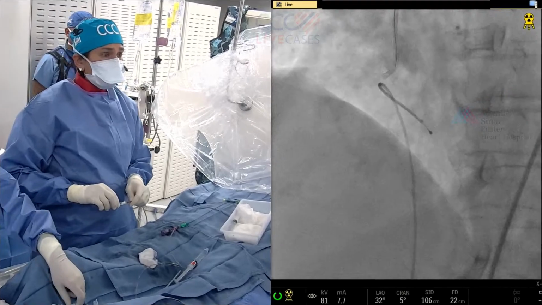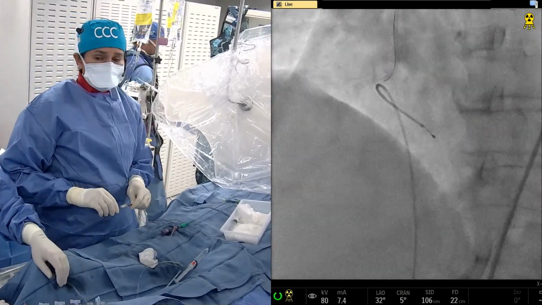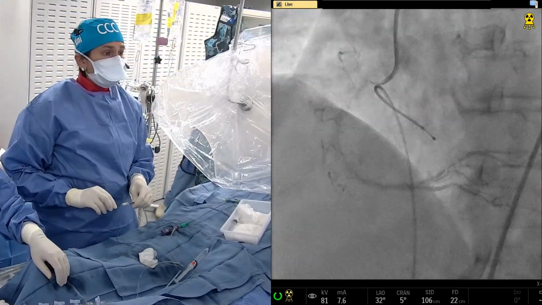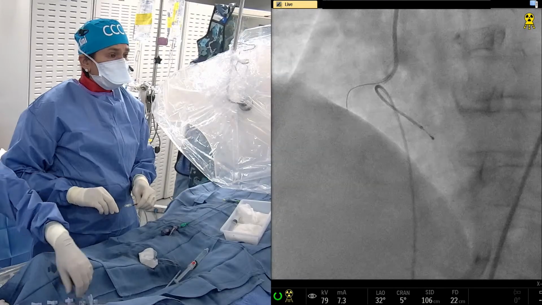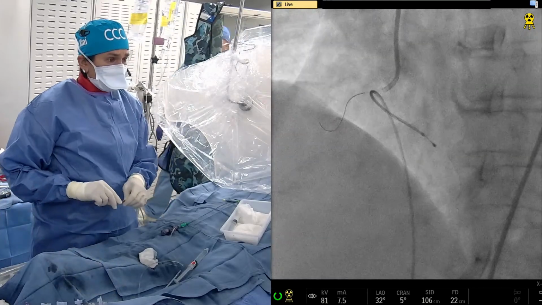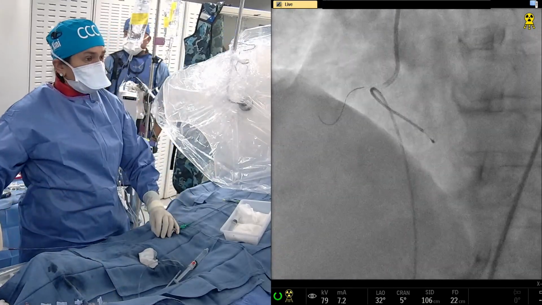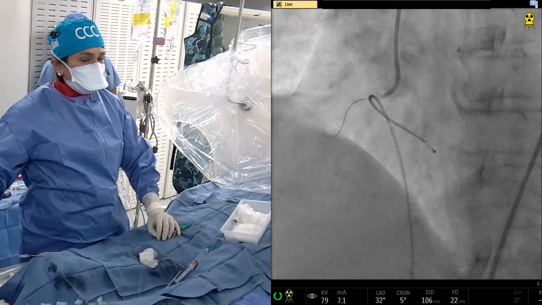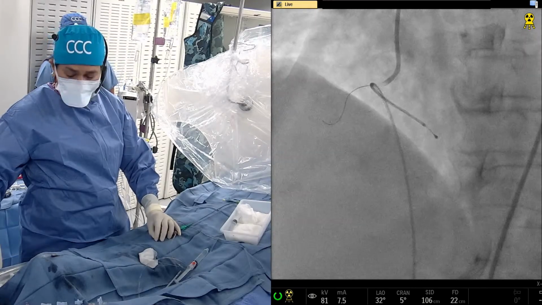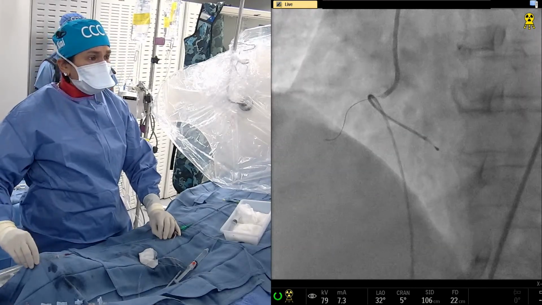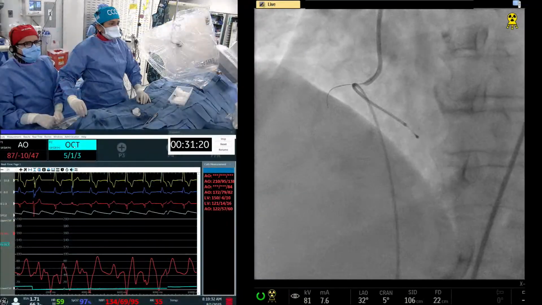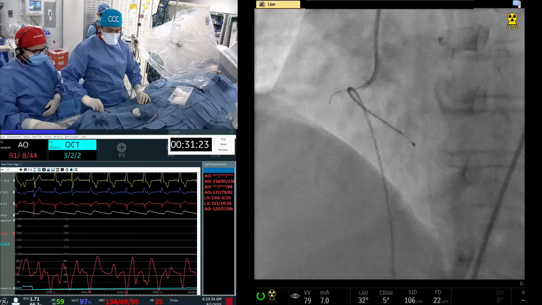So let's see, we are engaged better. Not going? Okay. So let us see. The guide has no support, barely sitting at the ostium. Again, but still you see that. Can we put the hemodynamics by the side? They can watch. There's still some damping there.